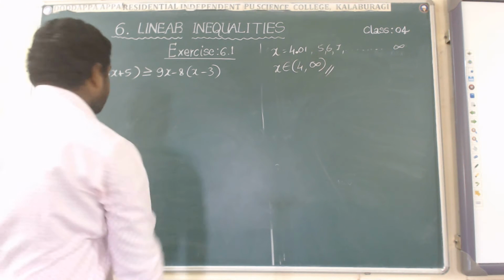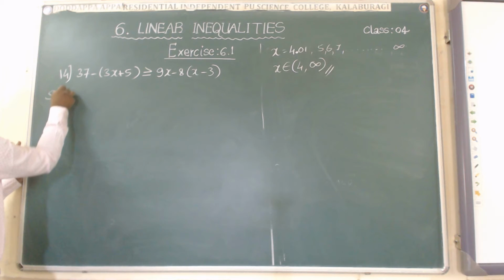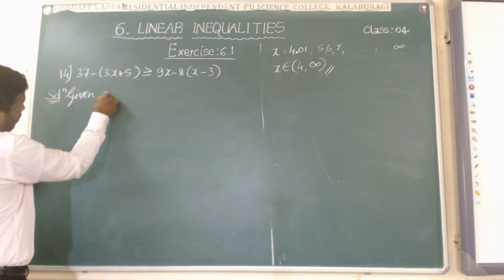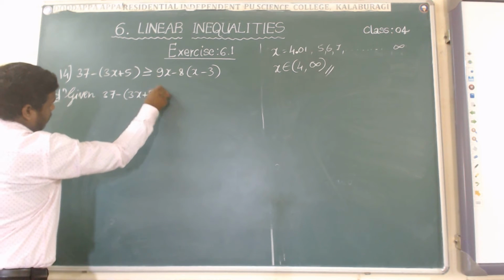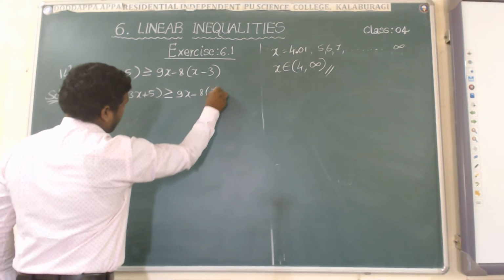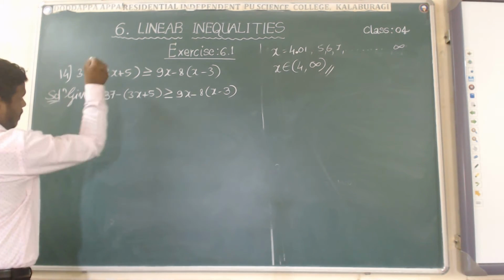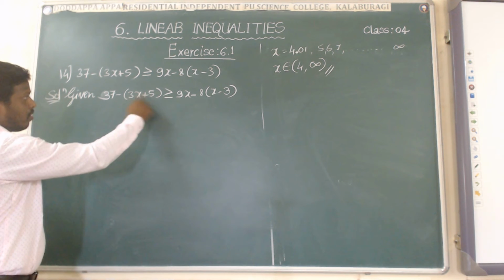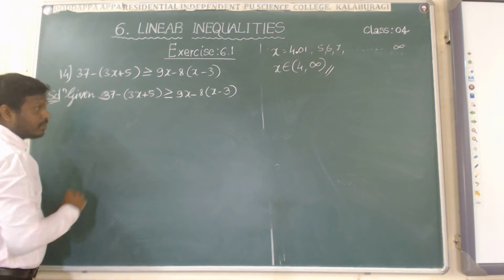Yes, how to simplify it now? I am going to write the solution of this one. 37 minus 3x plus 5 is more than or equal to 9x minus 8 of x minus 3. Write this neatly. Now simplify this one. First of all, solve the brackets. We have to multiply with -1 to insert into both terms.